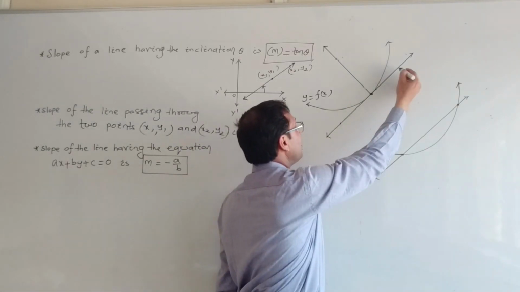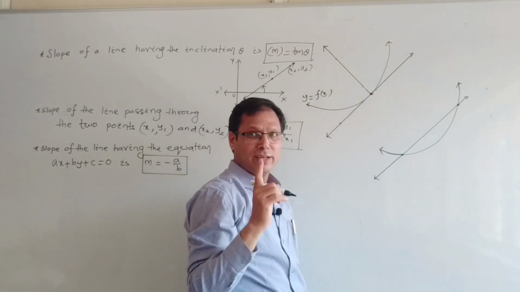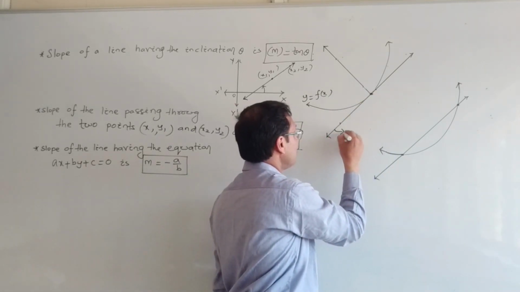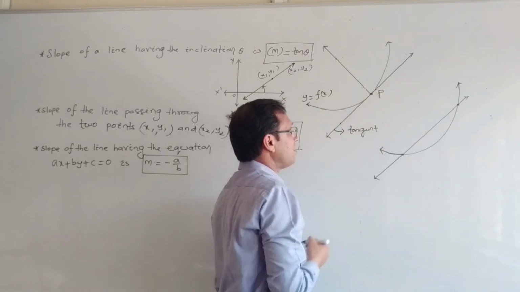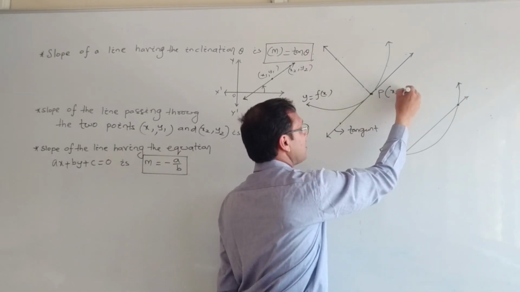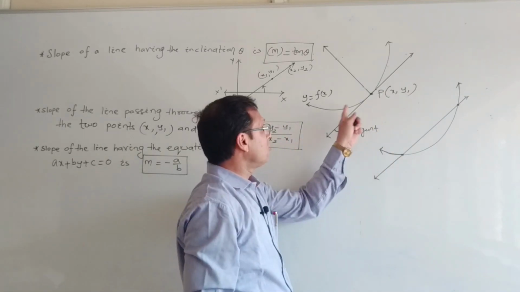If this line touches the curve at only one point, then you can say this one is the tangent to the curve. At that point, suppose named P having the coordinate x, y, then this point is called the point of contact to the curve.